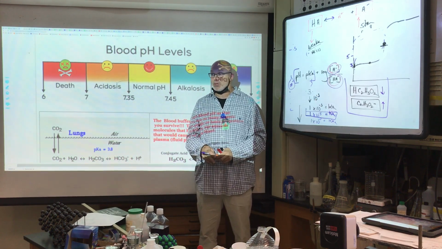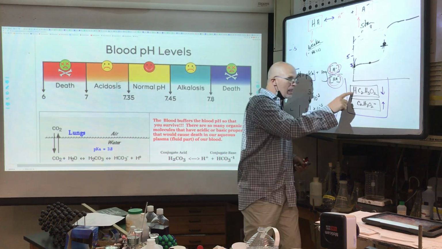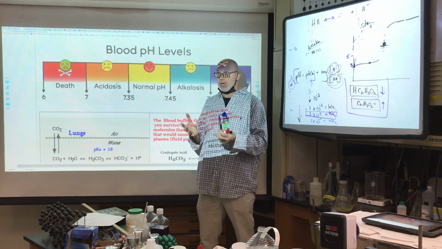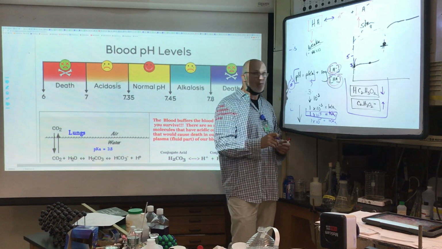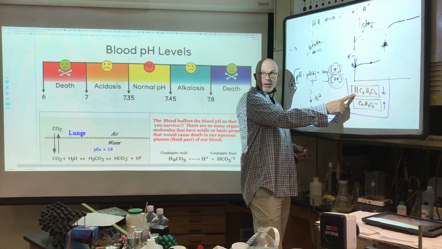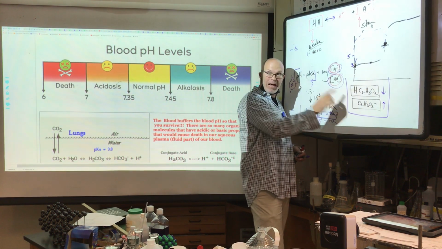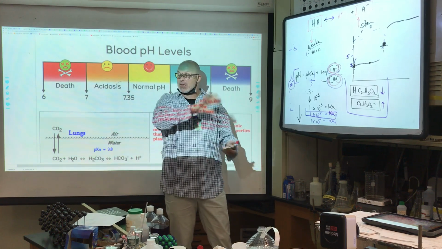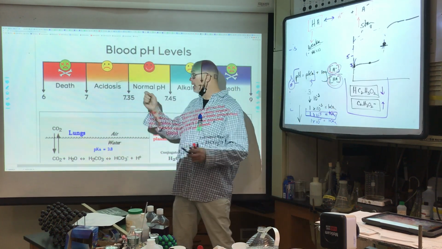Why is it a buffer solution? Well, if I have acid and base both in the same beaker, and they must be conjugate acid-base pairs, then if I add some base to this, the acid will neutralize it. If I add some acid to this, the base will neutralize it. That's what a buffer is. A buffer is a conjugate acid-base pair that can prevent pH swings.